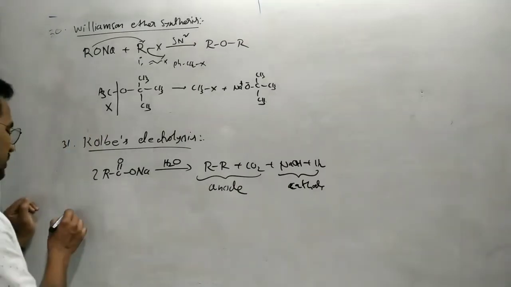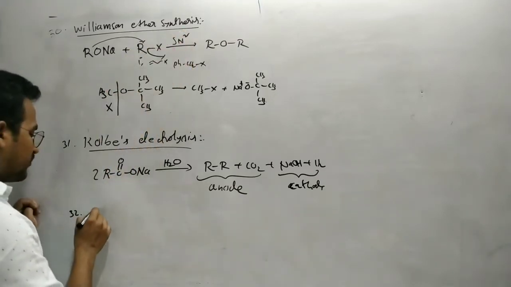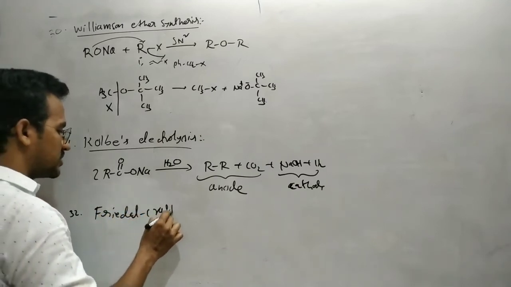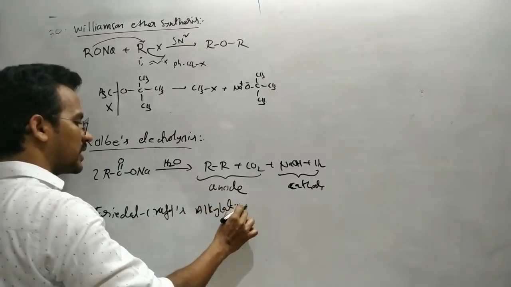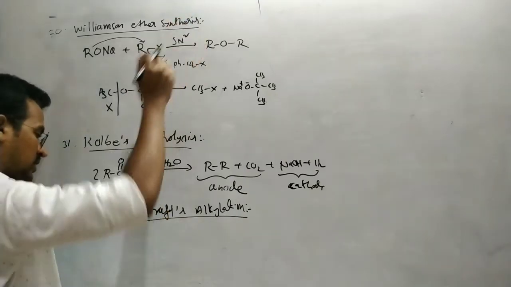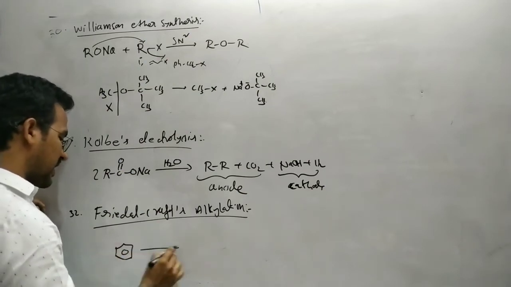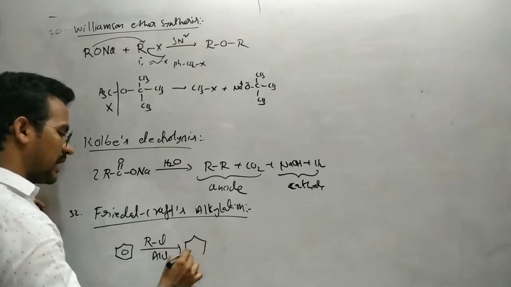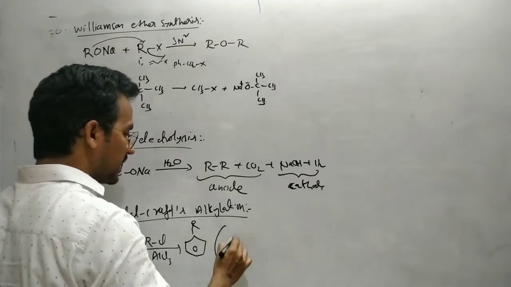Next, number 32, that is the Friedel-Crafts alkylation and acylation reaction. Benzene on reaction with an alkyl halide in the presence of an anhydrous Lewis acid gives alkylbenzene as the product.